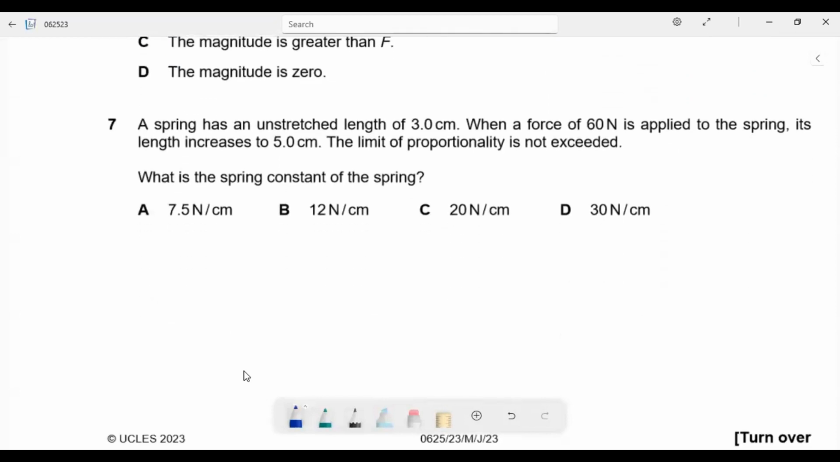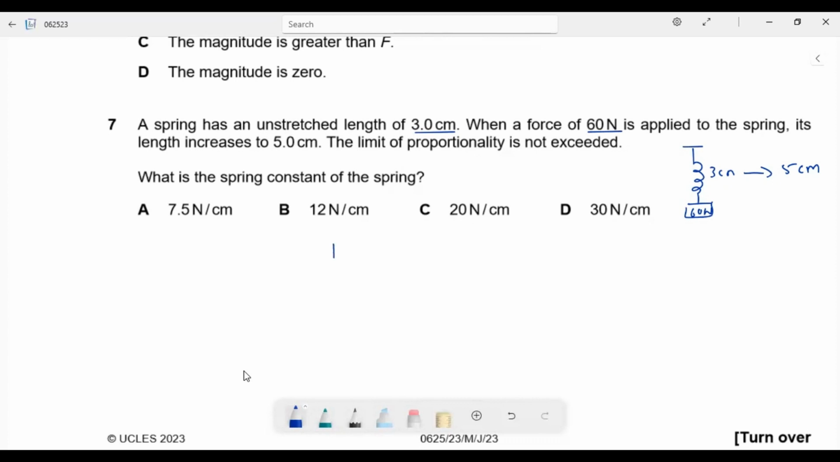A spring has an unstretched length of 3 centimeter. When a force of 60 Newton is applied to the spring, starting at 3 centimeter, a force of 60 Newton is applied to the spring. Its length increases to 5 centimeter. The limit of proportionality is not exceeded. What is the spring constant of the spring?